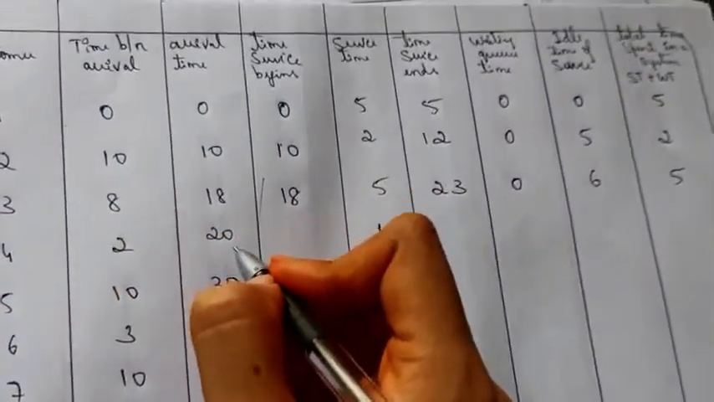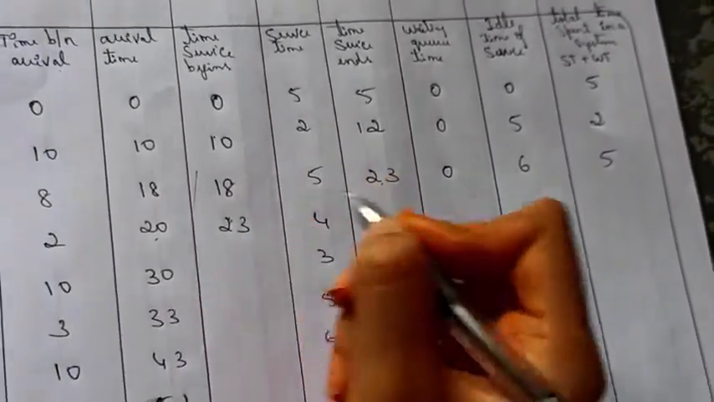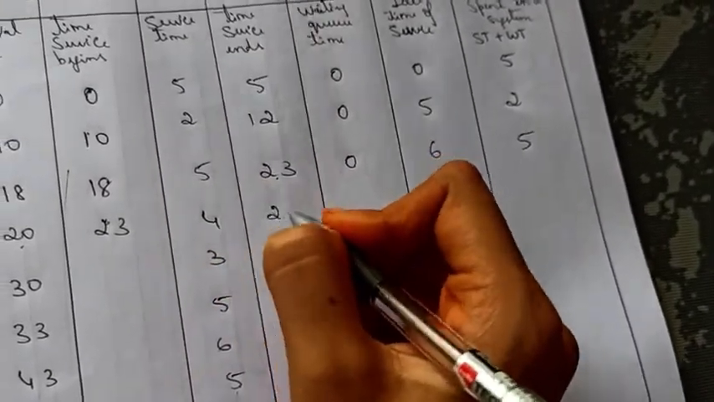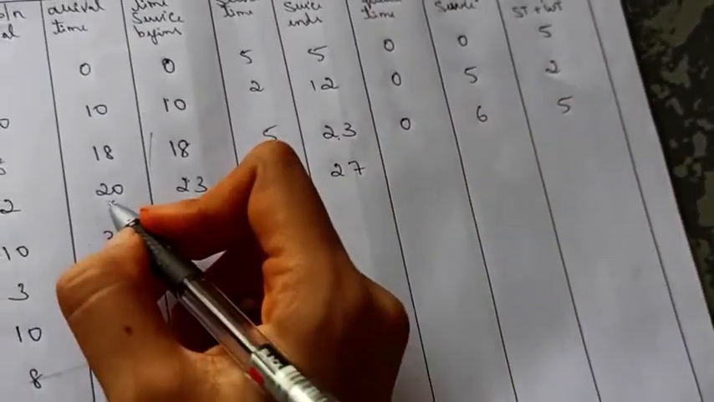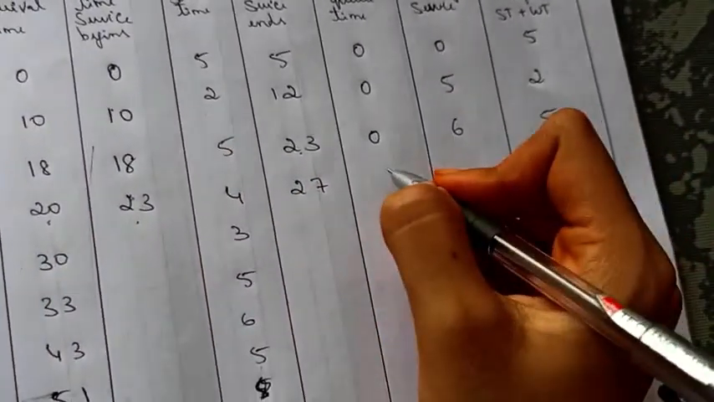Next customer comes at 20. The maximum of 20 and 23 is 23, so we write 23 here. The service ends at 27. He came at 20, but he got service at 23, so he waited for 3 minutes. The server wasn't idle for any time. Total time spent in the system is 4 plus 3, that is 7.